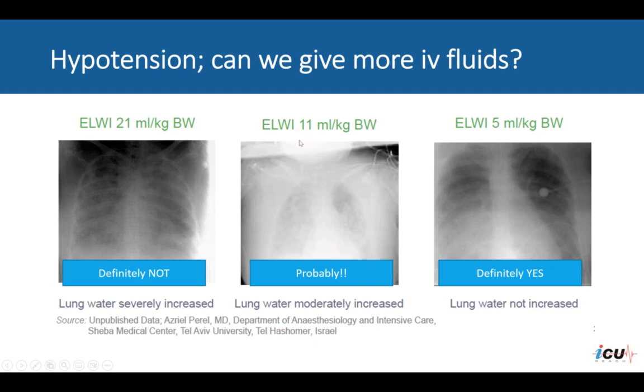We like to see extravascular lung water index less than 10, but you can take into consideration other parameters and decide whether this patient may benefit from fluid or not. And the patient on the right side will definitely be given fluid. He is hypotensive, his extravascular lung water index is appropriate, and he can benefit from further fluid.